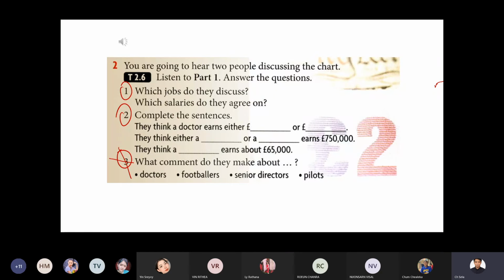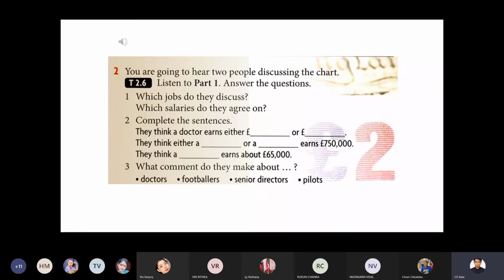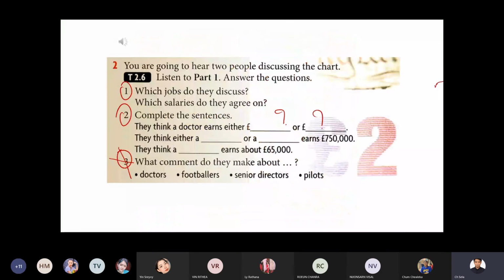All right. Number two, complete the sentences. They think a doctor earns either... How much? And the answer is all in here. The next one, they think either a job or what, we don't know, earns £150,000. And the last one, they think earn about £65,000. Okay, Mr. Vesna, I want you to read the question again for your friends. Yeah, teacher.